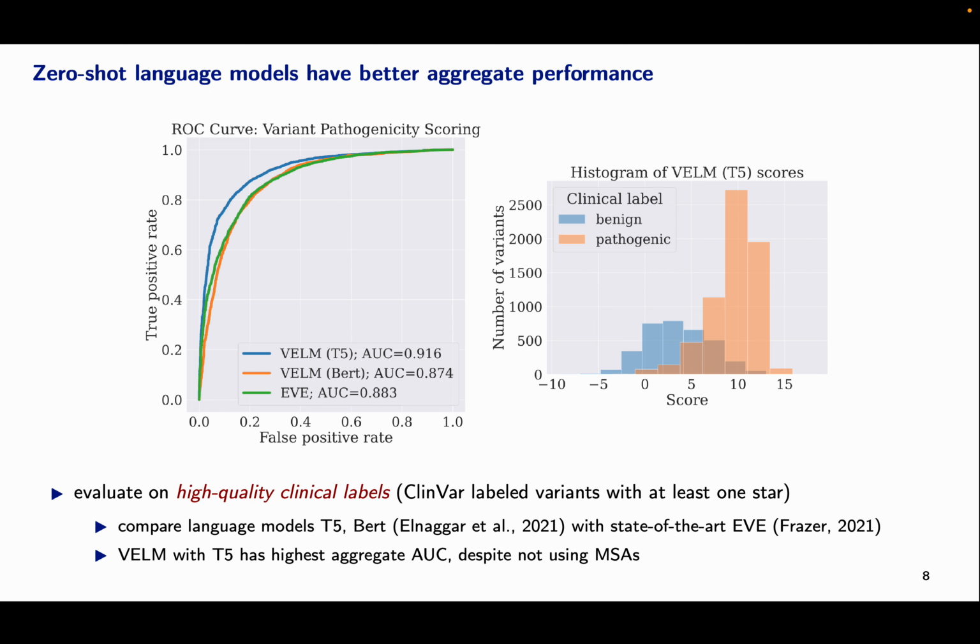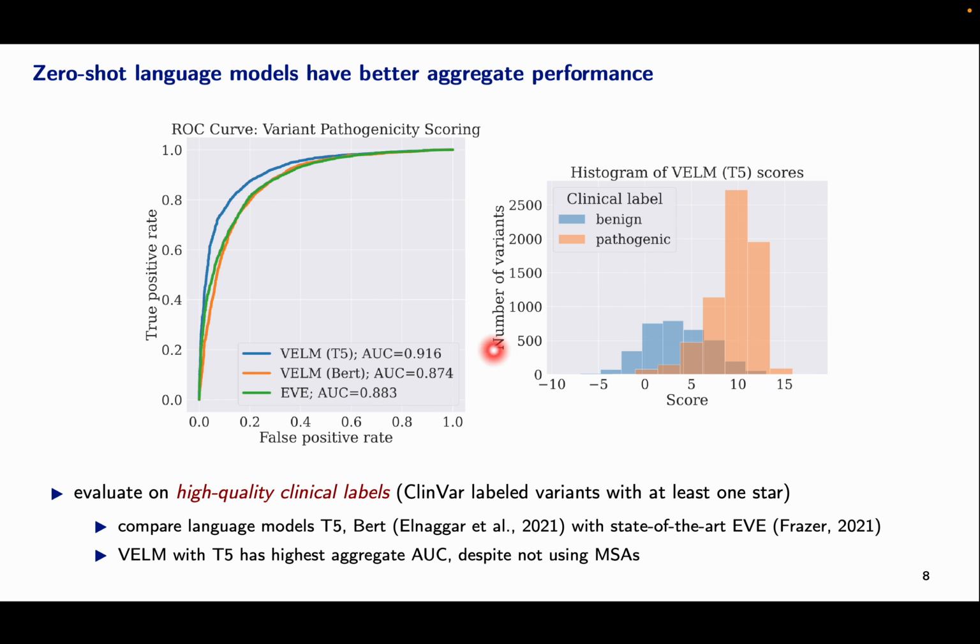You're seeing the aggregate AUC. We have some high quality clinical labels, and the details are in the paper. These are from ClinVar, and the same criteria are being used here as in Eve for selecting which labels are high quality. When we compare across all proteins, VELM gets an AUC, area under the curve, of 0.91, and Eve is 0.88. So VELM is performing better, and we can look at those scores for T5, the histogram, and see that you're getting good separation, or as I said, the scores are higher for things that are pathogenic, here shown in orange.